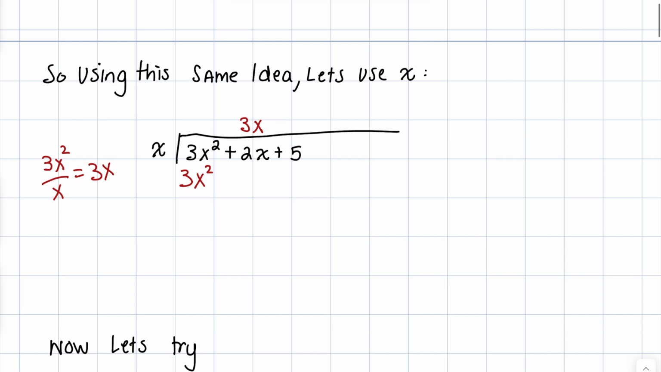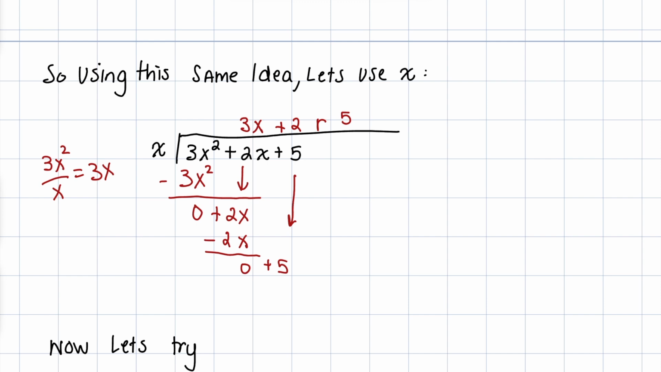So now I bring down this, and I get 0. I bring down the 2x, so plus 2x. Now, x goes into 2x how many times? Just 2 times, right? We need 2 times x. So I get 2x, subtract away, I get 0, bring down the 5. How many times does x go into 5? Nothing, right? There are no x's there for us to go into. So I have remainder 5.